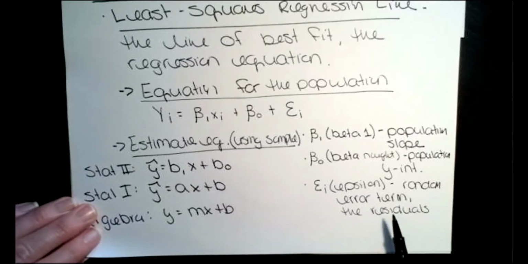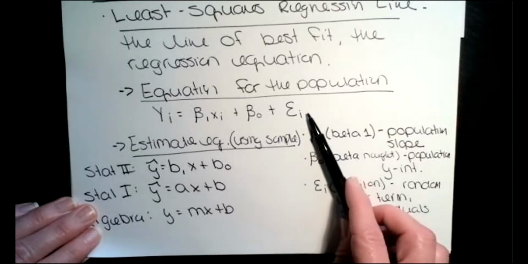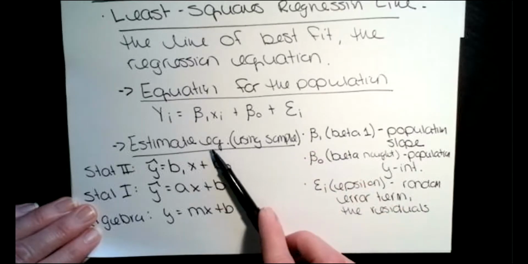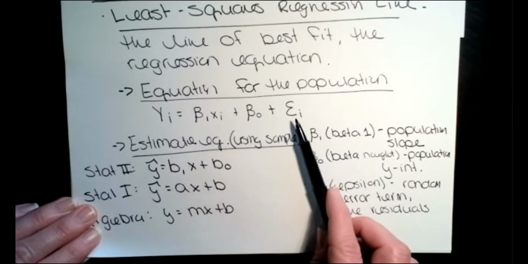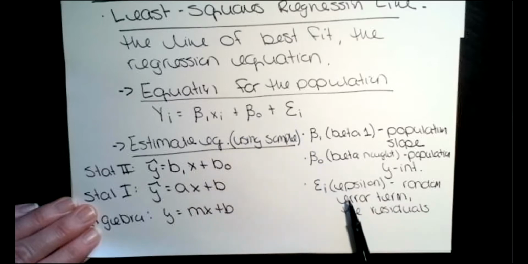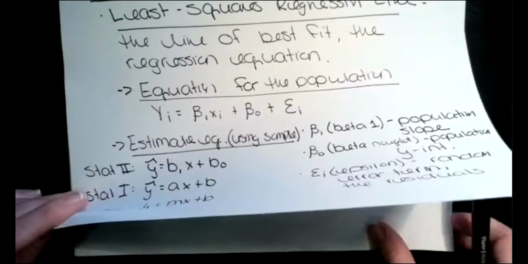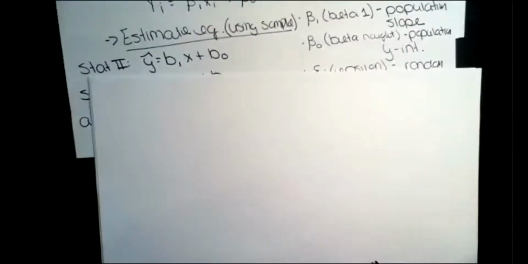I want to talk about these residuals, right? Epsilon, this is from my population. Here we're using our sample to estimate. So this is what we're going to see. But let's talk a little bit about this epsilon, this error term, the residuals, and where this comes from, like what this looks like here. So let's take a look.